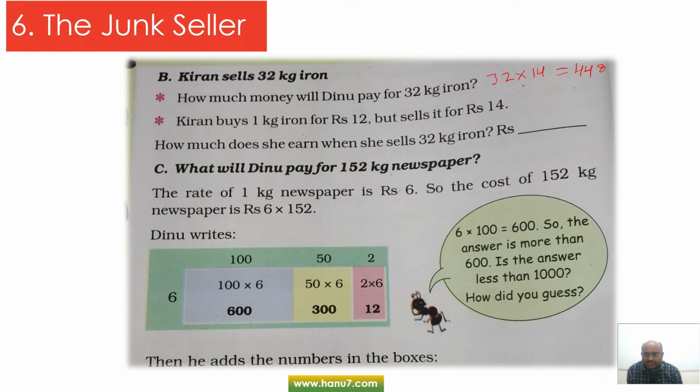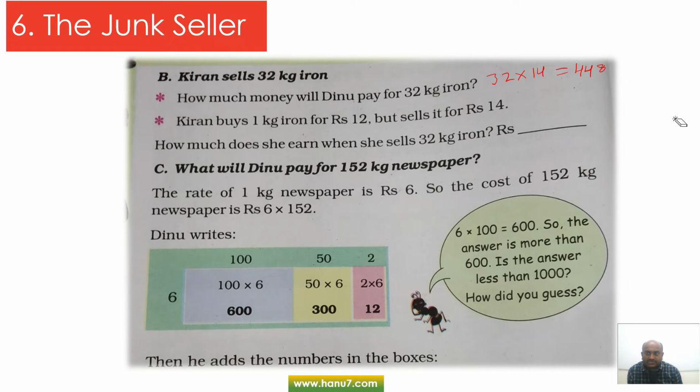You can guess directly. 4 2 is 8, 4 3 is 12. Okay, 128 already over, and 10 into 32 is 320. So 320 plus 128, like that also you can do, 448. Okay, you can do it in your own method, whichever is comfortable to you.